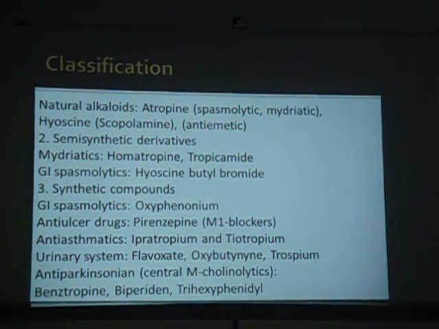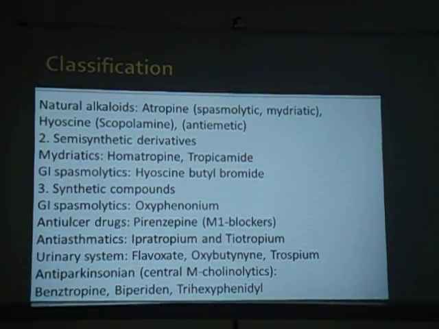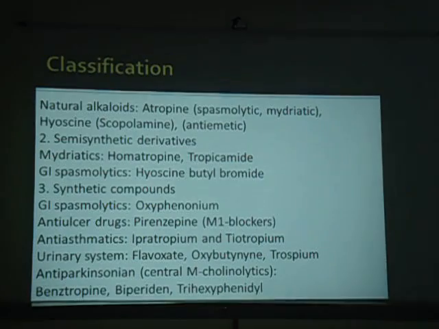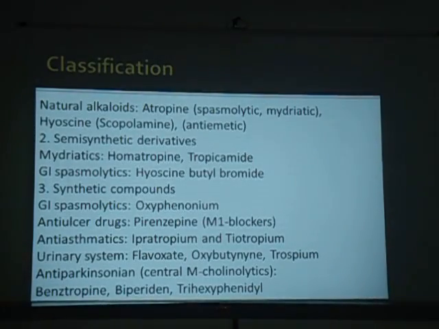So, classification of the drugs: what are the drugs we have? It is not an exhaustive classification. We have a good few drugs in each of them, and there may be some other drugs also. Natural alkaloids: we have atropine, a spasmolytic and a mydriatic agent, but less commonly used for its mydriatic effect. Hyoscine, also called scopolamine, is most commonly used for motion sickness.